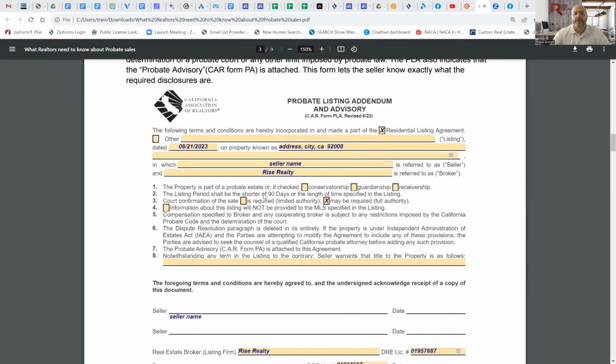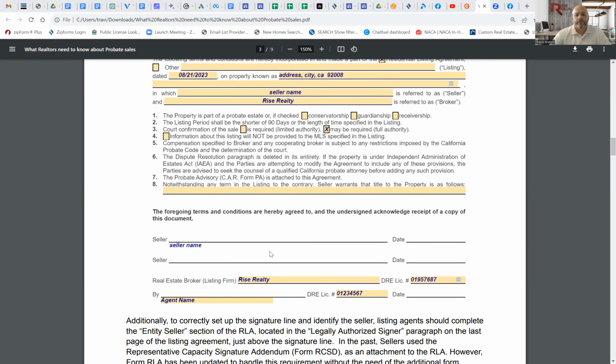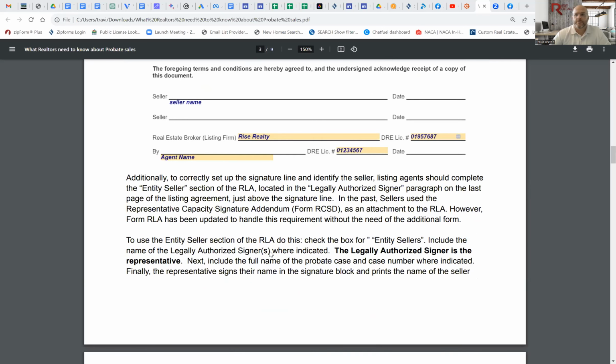Listing period shall be the shorter of 90 days or the length of time specified in the listing. So don't make your listings more than 90 days. And then it goes on to a couple other things. So that's what that form looks like. That's a pretty easy one to fill out.